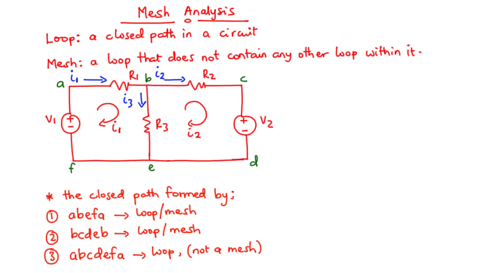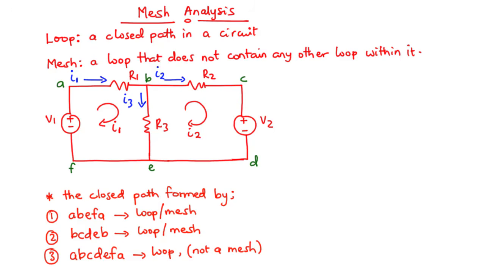Now, in the previous lesson, we looked at what a loop is, and we defined a loop as a closed path in a circuit. A loop is formed by considering a starting node, moving through a number of nodes, and then returning to the starting node without passing through any other node more than once.